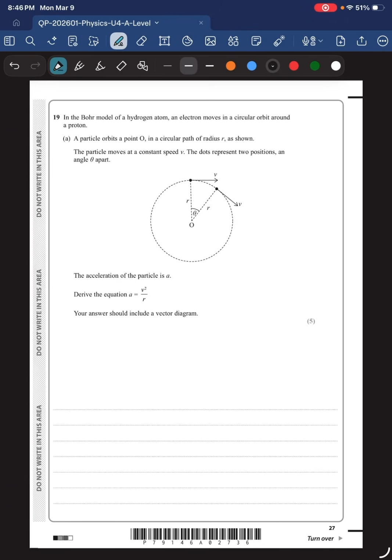The particle moves at a constant speed v. The dots represent two positions, an angle theta apart. The acceleration of the particle is a. Derive the equation a equals v squared over r.